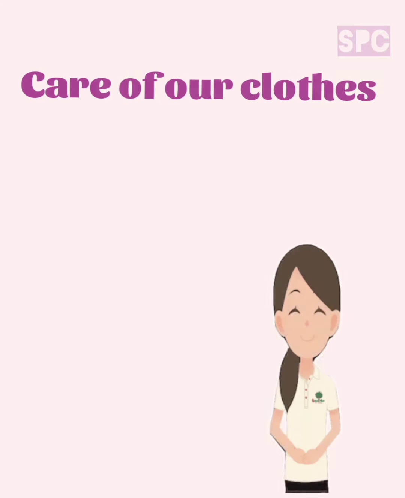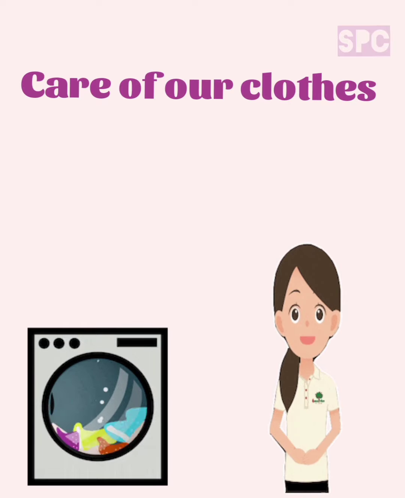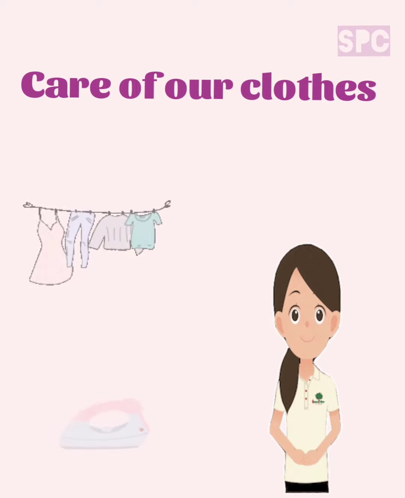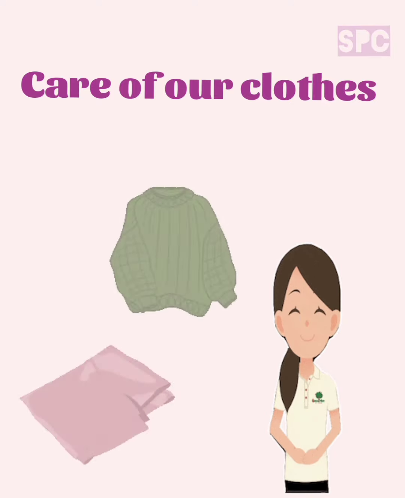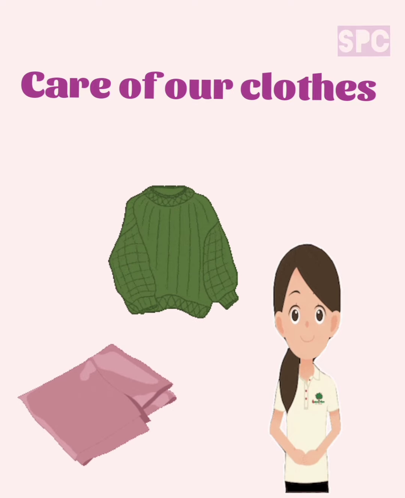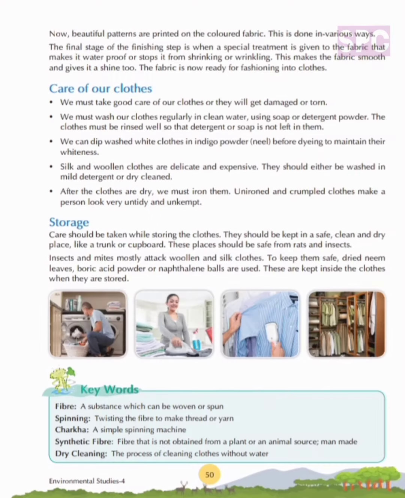Children, when we wear neat, clean and ironed clothes, we look smart. So we must ensure that our clothes are washed regularly with detergent in order to remove dirt and stains on them. After the clothes are dried, they should be ironed before wearing. Delicate clothes like silk and woolens need to be dry cleaned, which is done by using petrol or benzene, which is a chemical. Let's move to the last topic, which is storage.